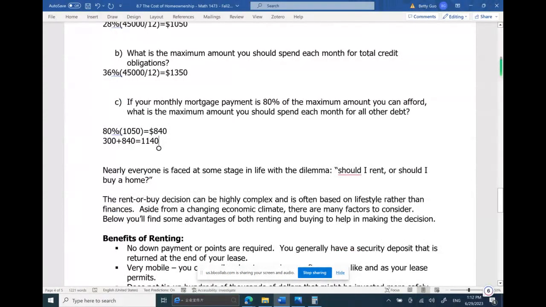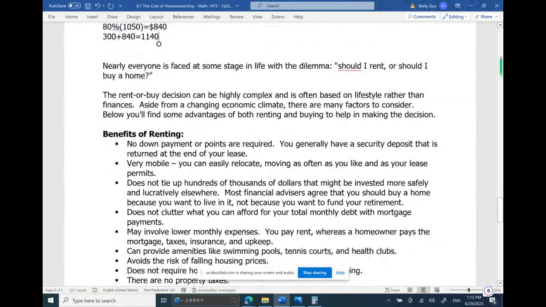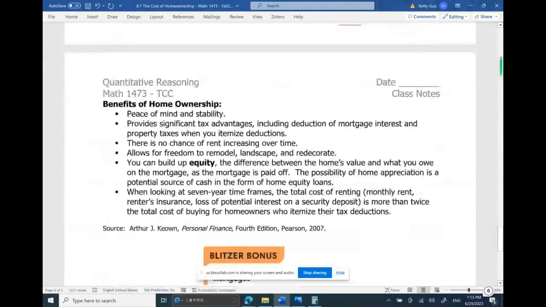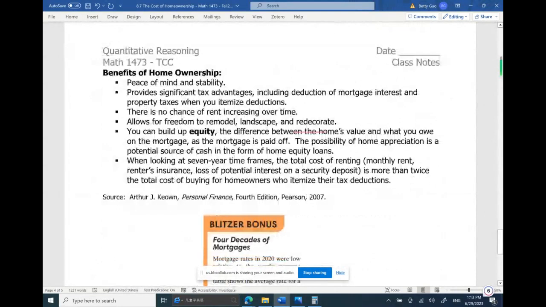Nearly everyone is faced at some stage in life with the dilemma: should I rent or should I buy a home? And this part, the last part of the guided note, is about renting versus buying. It varies from person to person. Some people enjoy owning a home. Some other people feel like owning a home is a burden. So it really depends on the person. Here in the guided note we have the pros and cons for both renting and buying a home, so you can read it.